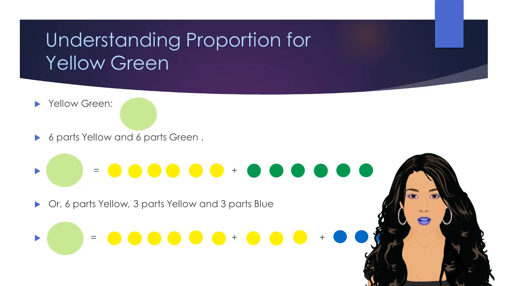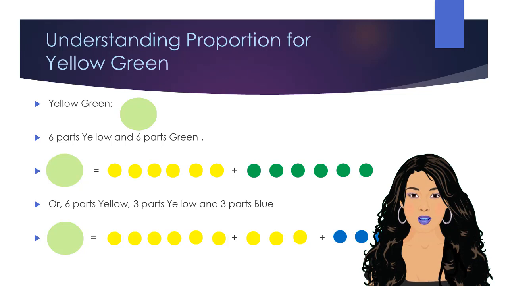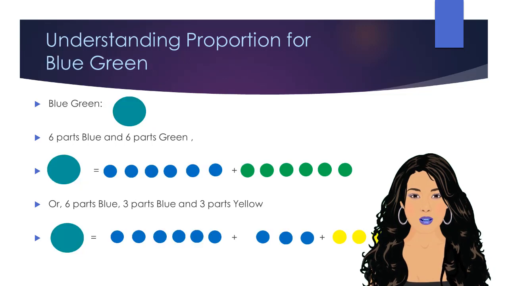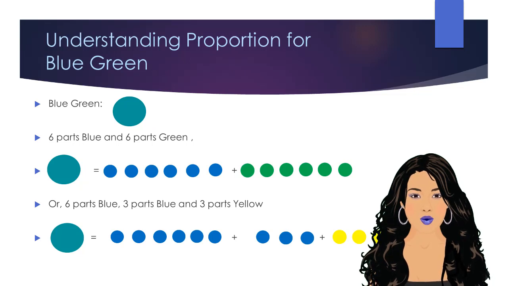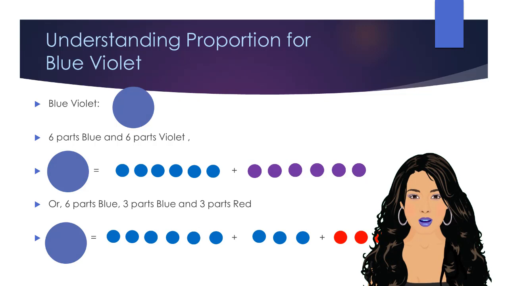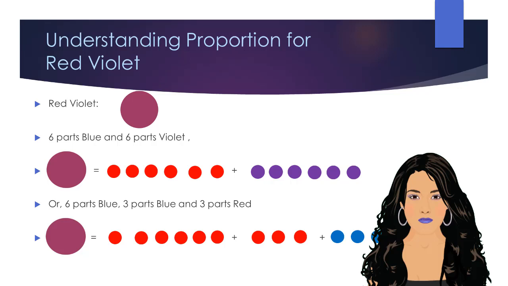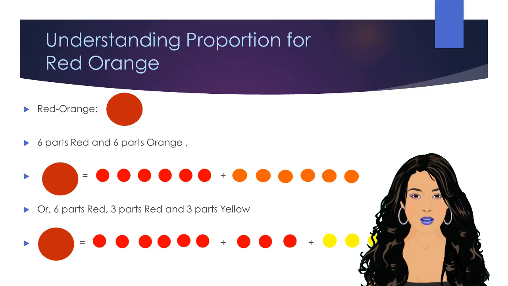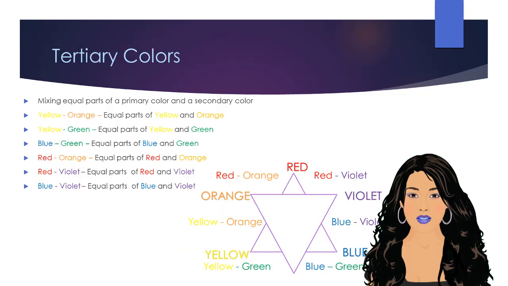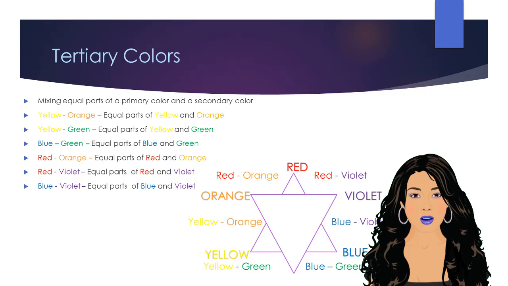Yellow-green is created by mixing 6 parts yellow and 6 parts green, or in other words, 9 parts yellow and 3 parts blue. Blue-green is achieved by mixing equal parts blue and green, or 9 parts blue and 3 parts yellow. Blue-violet is created when mixing 9 parts blue and 3 parts red. Red-violet is created when mixing 9 parts red and 3 parts blue. Red-orange is achieved when mixing 9 parts red and 3 parts yellow. Therefore, our 6 tertiary colors are yellow-orange, yellow-green, blue-green, blue-violet, red-violet, and red-orange.